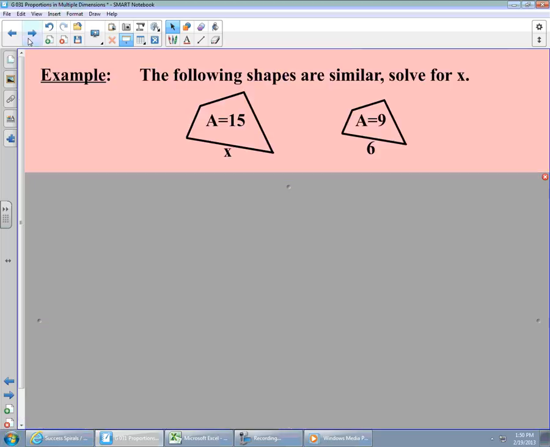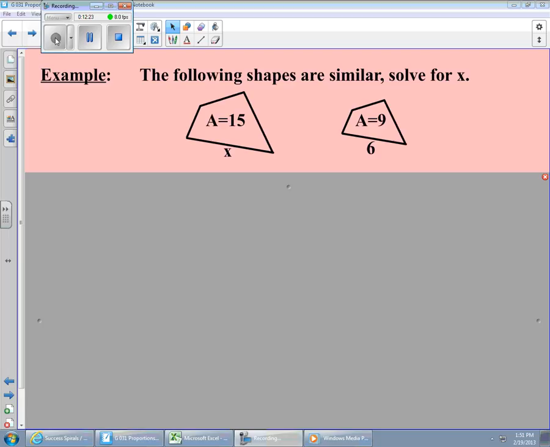I've got one more here. Let's take a peek at it real quick, make sure we understand what we're doing. The following shapes are similar. Solve for x. All right, once again, they bring similar into the problem. Our math when we're thinking similar is proportion. So let's look for ratios that we can use. What ratios do you have?